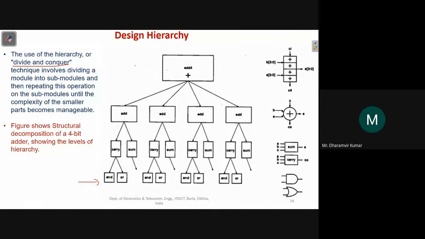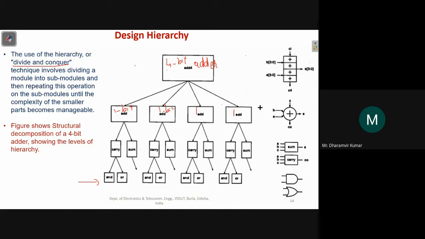Now look at this example. This is a 4-bit adder. Now this 4-bit adder is divided into 4 blocks. Each block has the capacity to add 1 bit. So this is a 1-bit adder, this is a 1-bit adder, this is a 1-bit adder, this is a 1-bit adder. So all of them combined perform 4-bit addition.